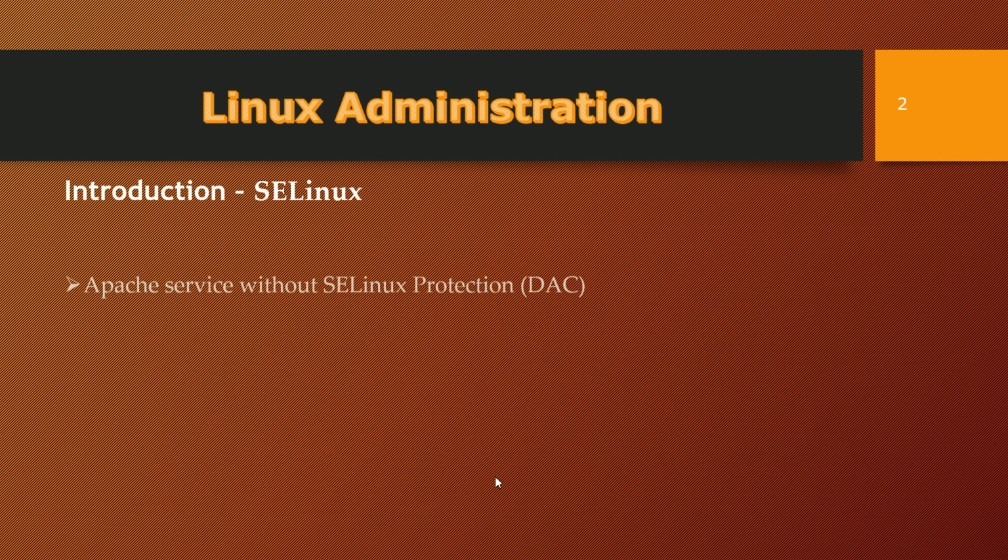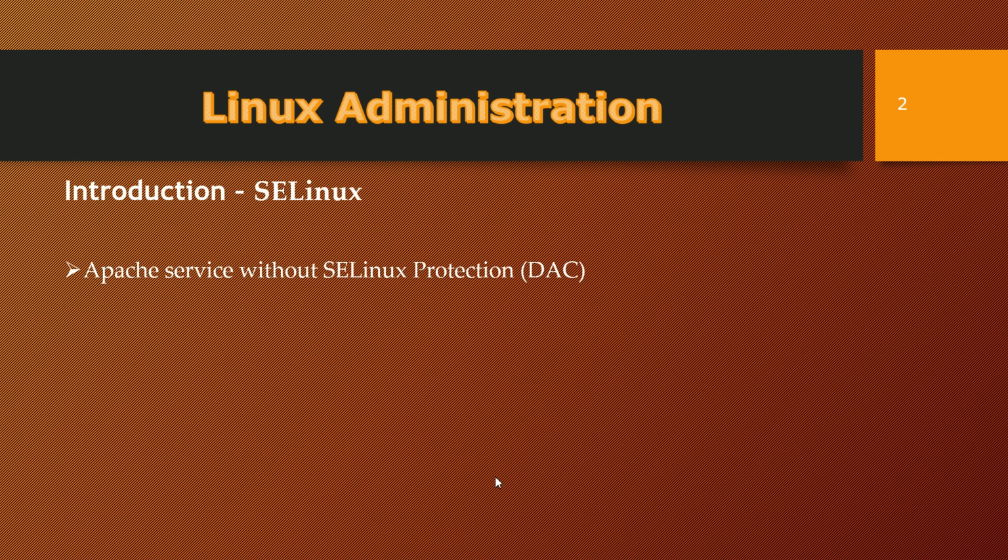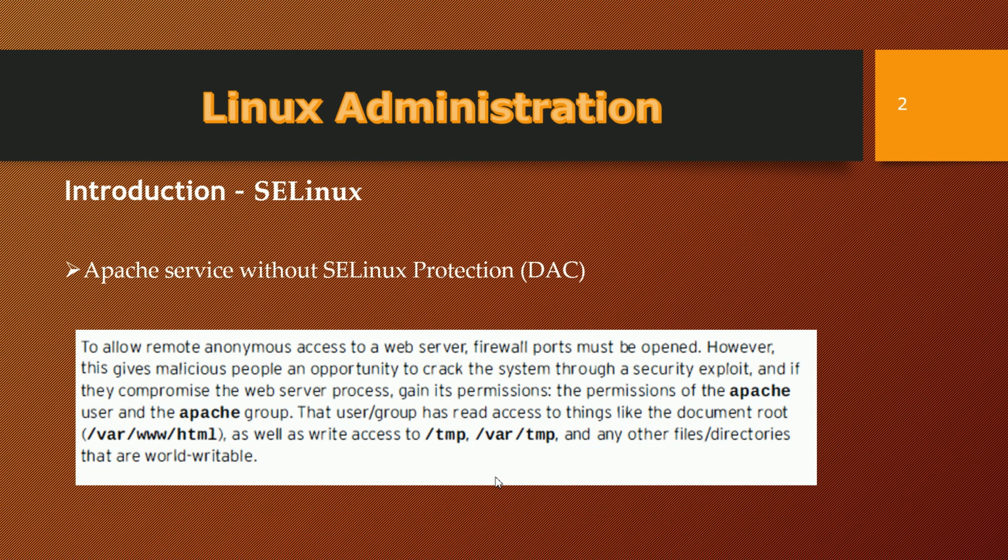So I am moving to the next PPT. It is taking an example like if the Apache service is running on your system without SE Linux protection. So this is called your DAC. To allow remote anonymous access to a web server, firewall ports must be open. If you have servers and if you want anybody to access your web server, obviously the ports would be open. However, this gives malicious people an opportunity to crack the system through a security exploit.